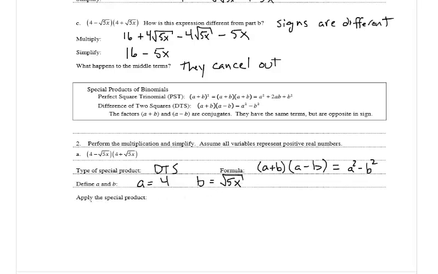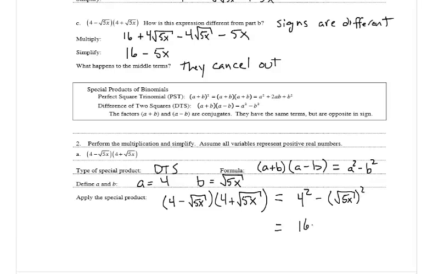And now it says apply the special product. So we have 4 minus the square root of 5x times 4 plus the square root of 5x. And that's going to be equal to 4 squared minus the square root of 5x squared. And we can write that as 16 minus 5x.